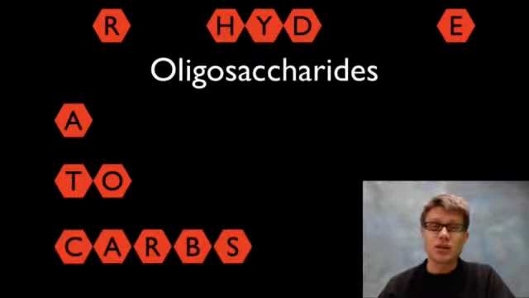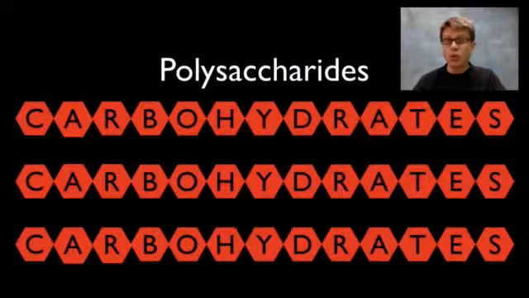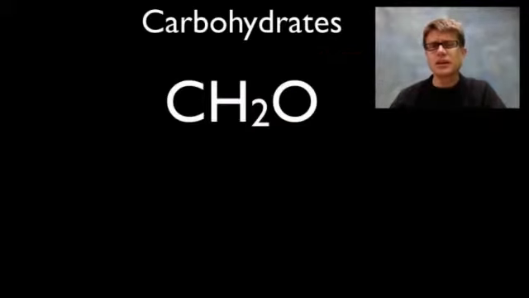If we have about 3 to 10 sugar molecules, we call that an oligosaccharide. And then if we have a whole bunch of sugar molecules attached together, we call that a polysaccharide. And so glycogen would be an example of that. And so basically, the empirical formula of all carbohydrates is going to be the same. In other words, we have a ratio of 1 to 2 to 1 in the amounts of carbon, hydrogen, and oxygen. So we have twice as much hydrogen as we do carbon and oxygen.